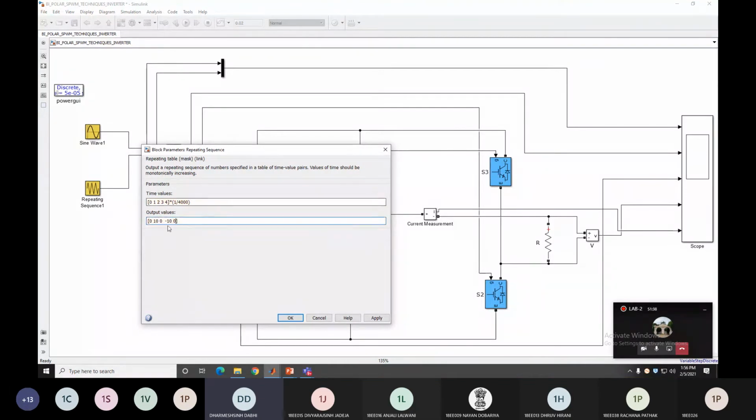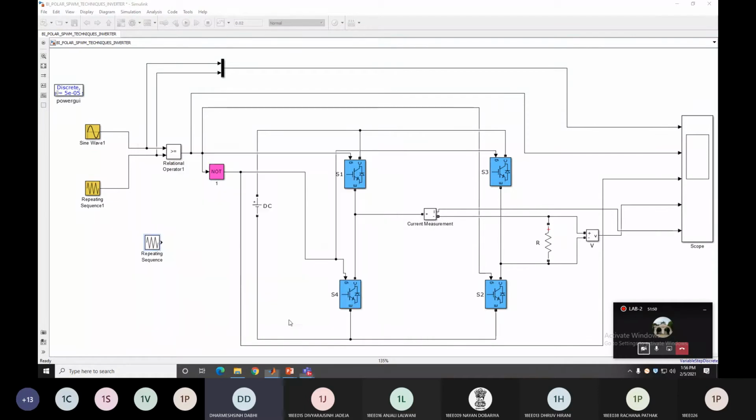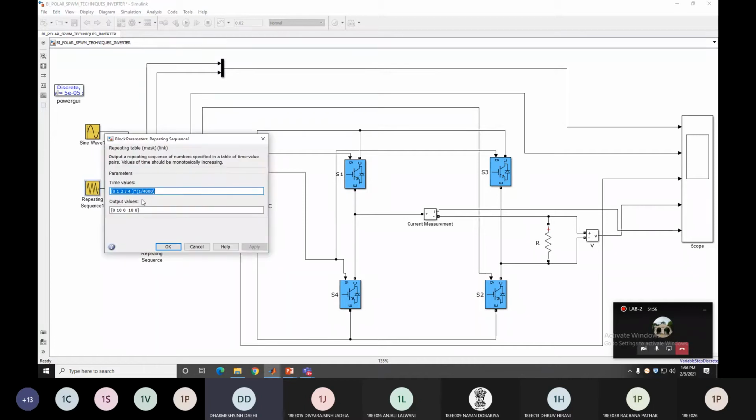Yes or no? Clear? Yes. This one? Yes. Okay. So this way you can generate the triangular wave. Clear? And what is the frequency of this triangular wave? 1000 hertz. The same thing I have written here in this block also. You can see that. Clear?